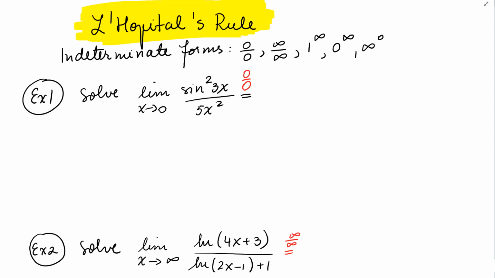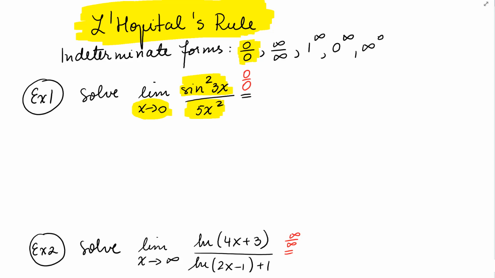So let's look at the first problem. Limit as x is approaching 0 of sine squared of 3x over 5x squared. The first thing that we want to do is to plug in x equals whatever limit we have. So in this case, x equals 0. Plug it in the numerator and then in the denominator. And we are going to get 0 over 0. So basically, we are going to solve the first type of indeterminate form.